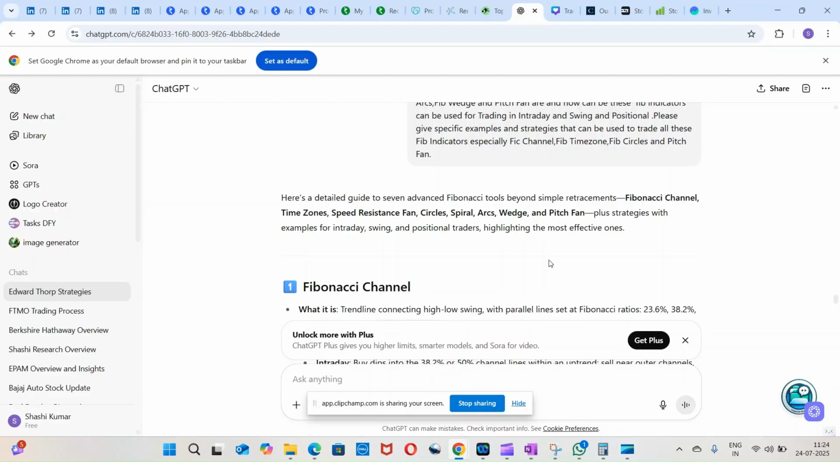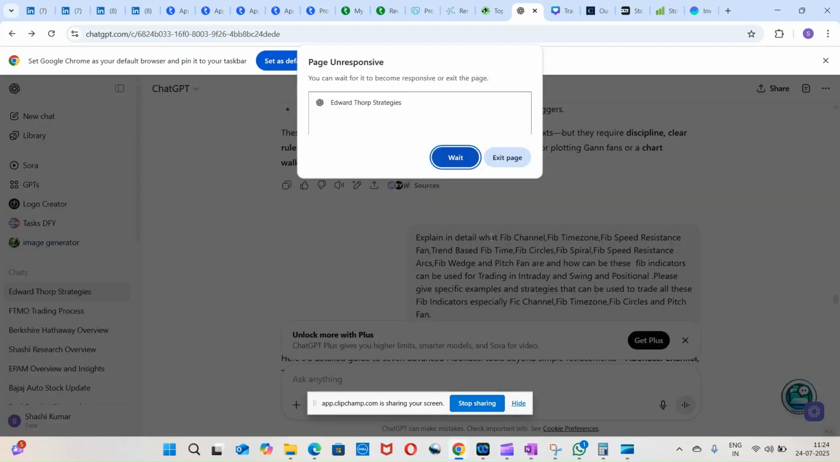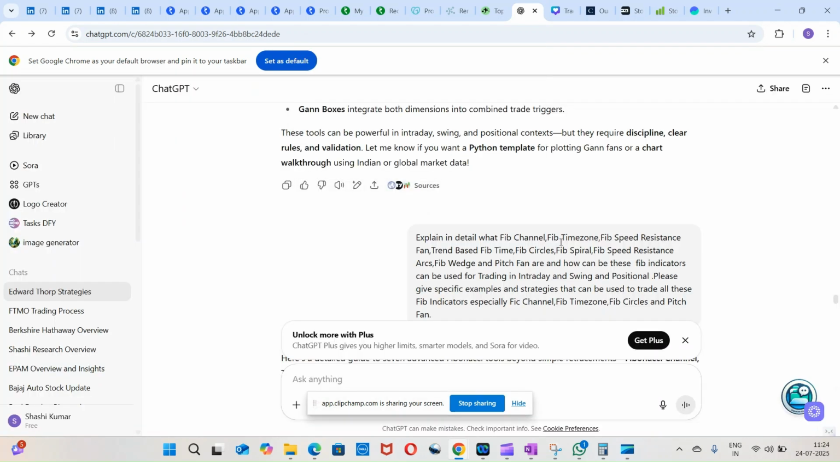So today our topic is we will discuss Fibonacci indicators in TradingView. There are a lot of Fibonacci indicators in TradingView, and we will go through what each one stands for and how they can be used for trading. Some of them which we will cover today are Fib channel, Fib time zone, Fib speed resistance fan, trend-based Fib time, Fib circles, Fib spirals, Fib speed resistance arcs, Fib wedge, and pitch fan. And how these could be used to do swing as well as intraday and positional trading. So that's the topic for today.